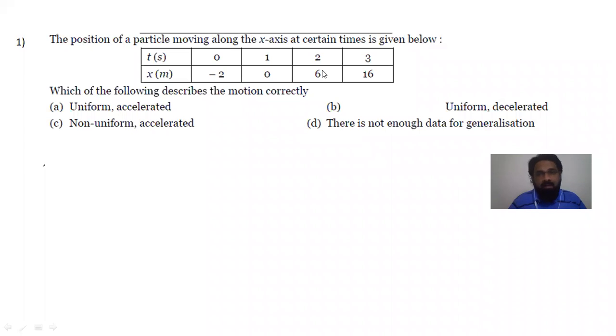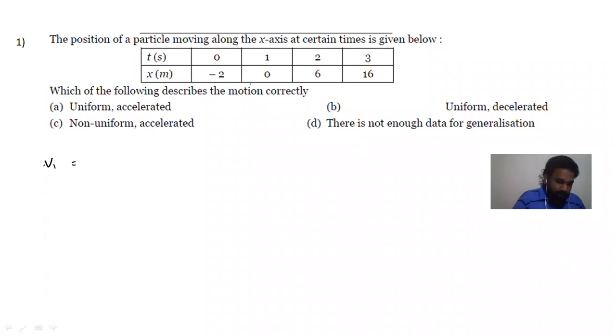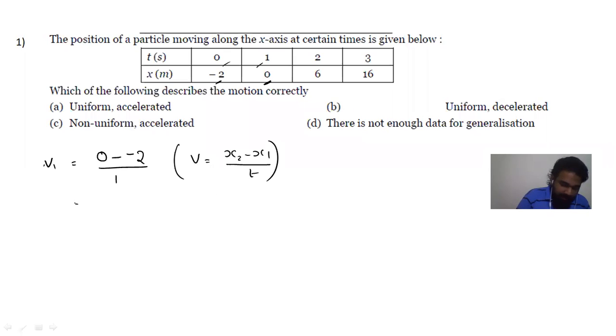So first let us see the velocity between different points. Okay, so first velocity I am taking v1. v1 is equal to what? This position minus this position divided by this time minus this time. So 0 minus -2 divided by time 1. This is nothing but v is equal to x2 minus x1 divided by time. That is what we are applying here. So this is nothing but 2 meter per second. So v1 we got 2 meter per second.